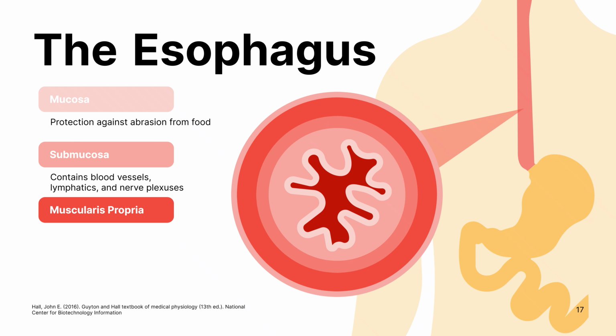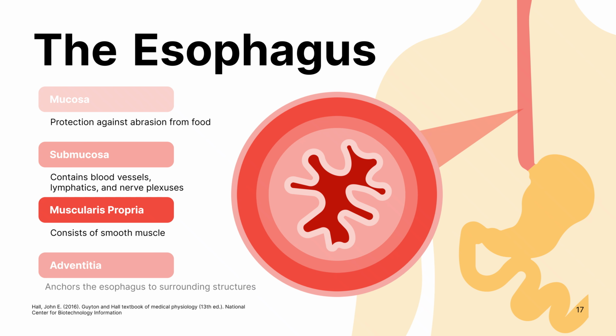The muscularis propria: this layer consists of smooth muscle responsible for peristalsis. Finally, the adventitia, the outermost layer, made of connective tissue, anchors the esophagus to surrounding structures, ensuring its stability.